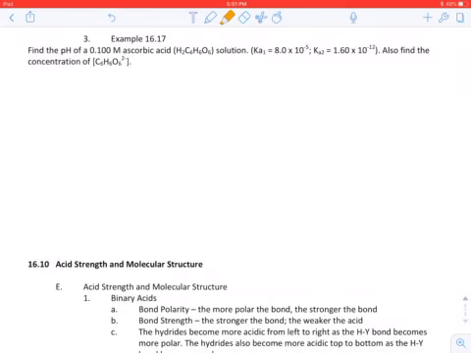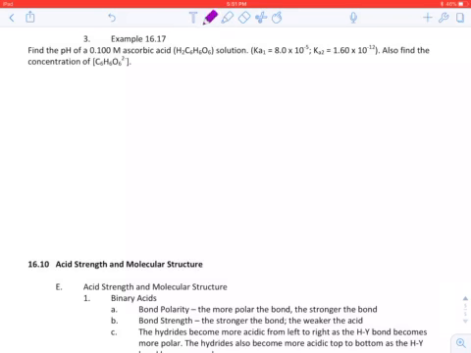So let's see if we can solve one of these problems, and we're probably going to need most of this slide. Here we go. We're supposed to find the pH of a 0.1 molar ascorbic acid solution. We've got Ka1, Ka2, and we're also going to find the concentration of C6H6O6 2 minus.